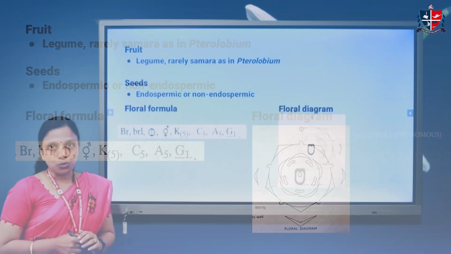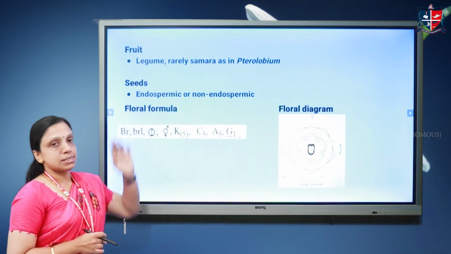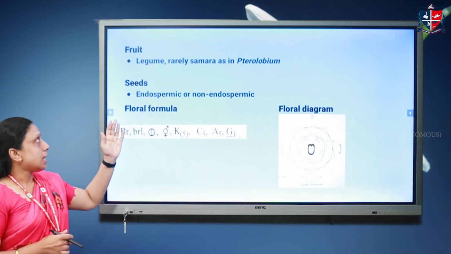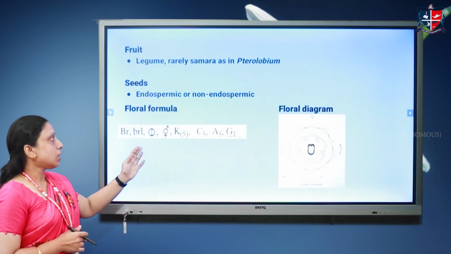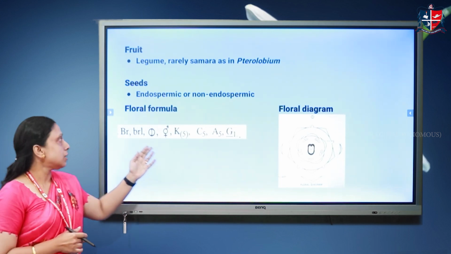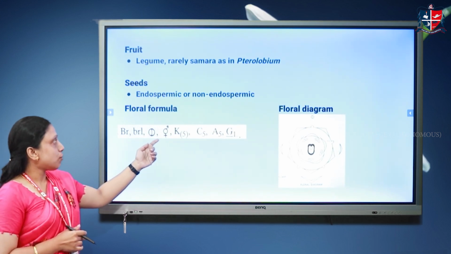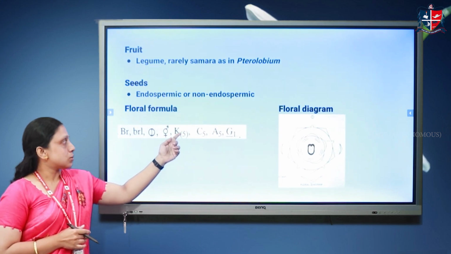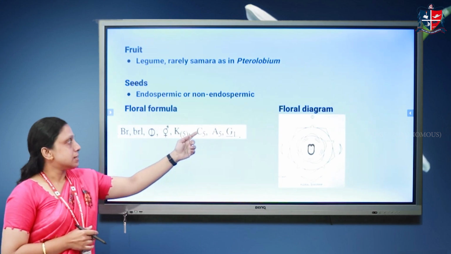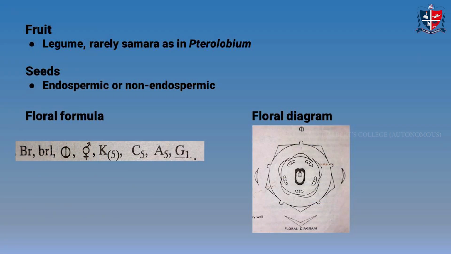So next about the fruit. Generally the fruit is legume, but in Pterolobium it is samara. Seeds are endospermic or non-endospermic. So this is the floral formula of Bauhinia, where we can see bract and bracteole are present. Flowers are zygomorphic, bisexual. K is 5 and fused, so that's why it's written in brackets. C5, Androecium 5, Gynoecium 1 and hypogynous. And this is the floral diagram.